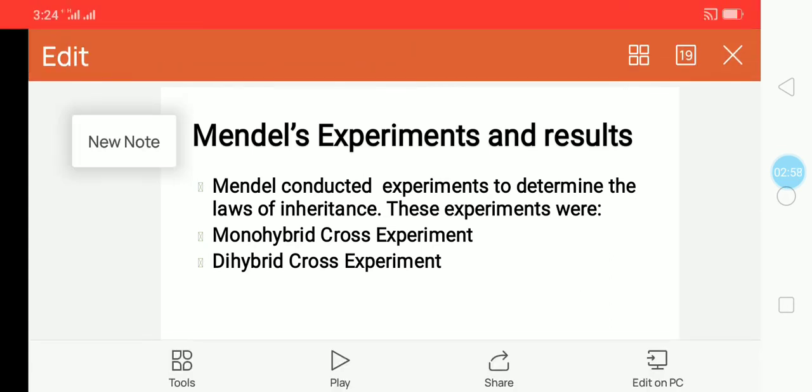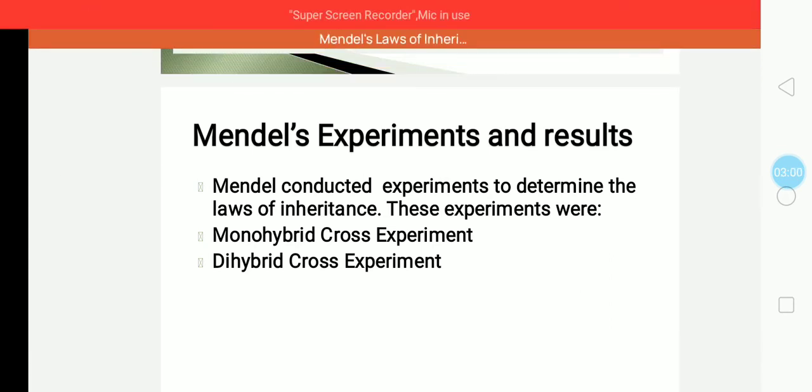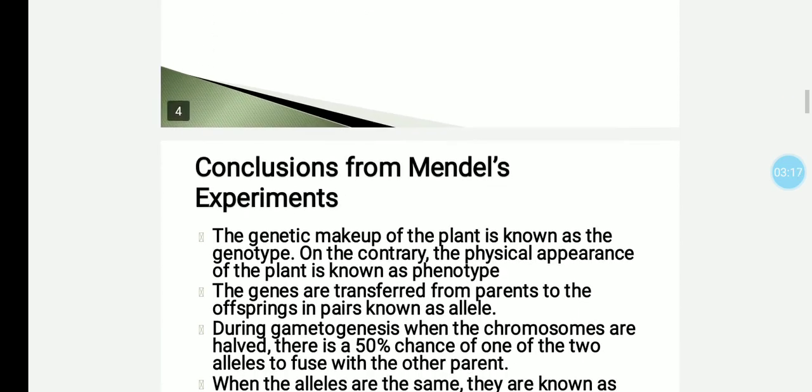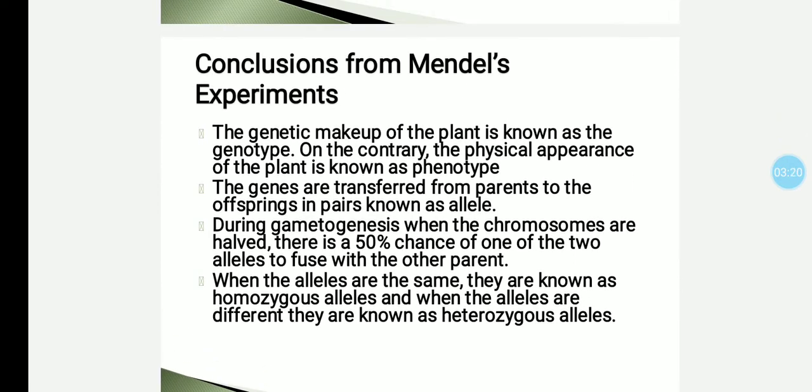Mendel conducted experiments to determine the laws of inheritance. These experiments were divided into groups. Out of that, the monohybrid cross and dihybrid cross are included in our syllabus. The experiments give some conclusions. These conclusions are as follows: the genetic makeup of a plant is known as genotype. On the contrary, the physical appearance of a plant is known as phenotype.